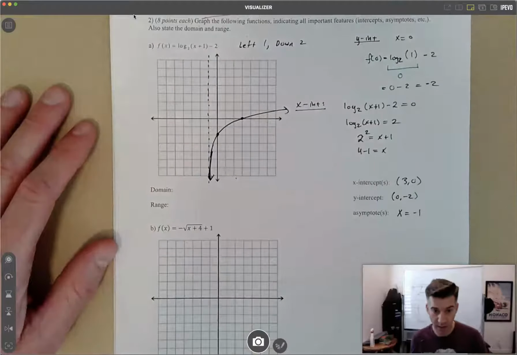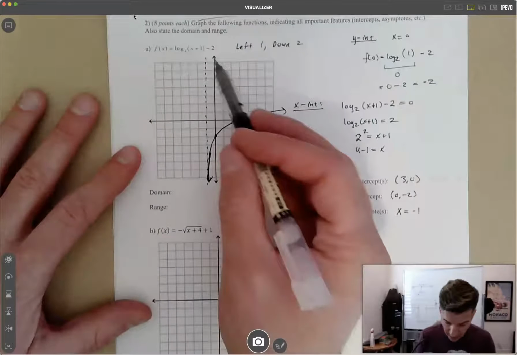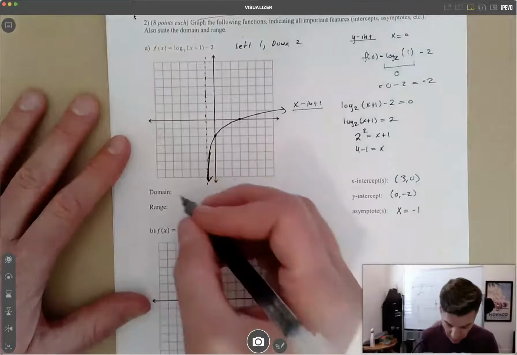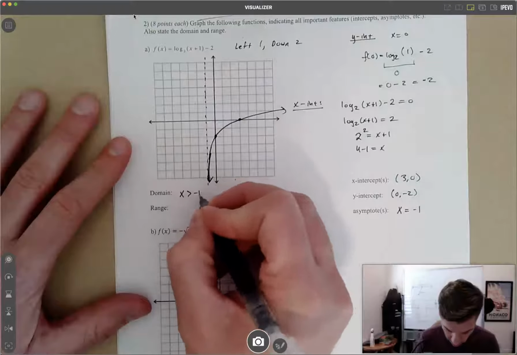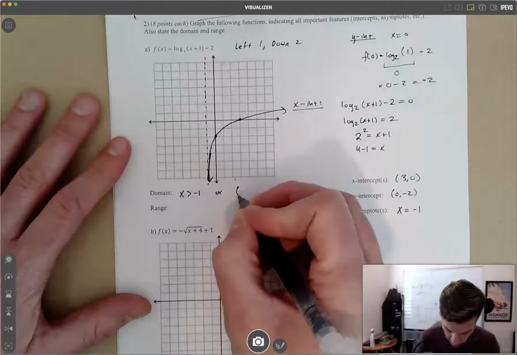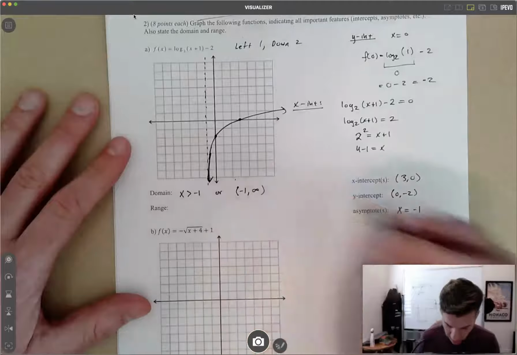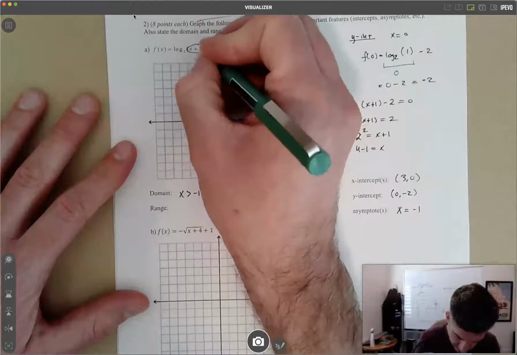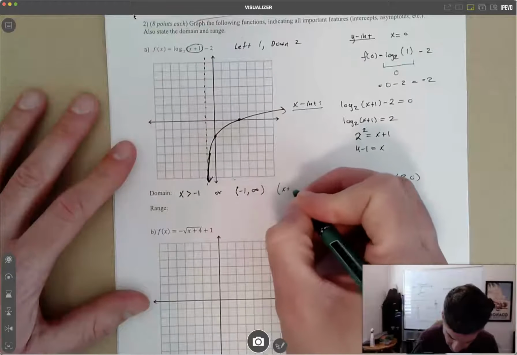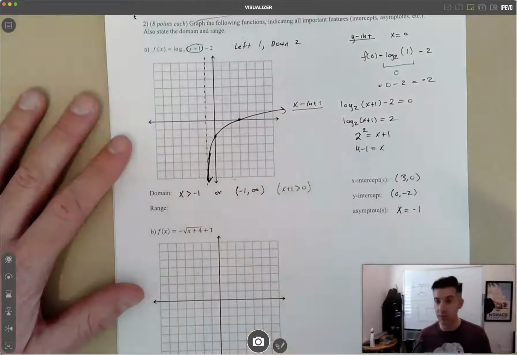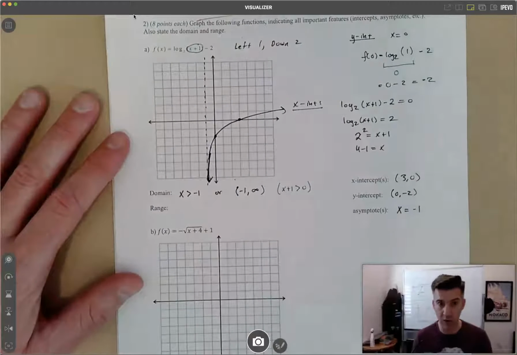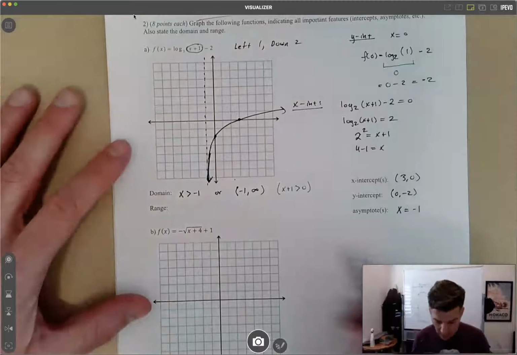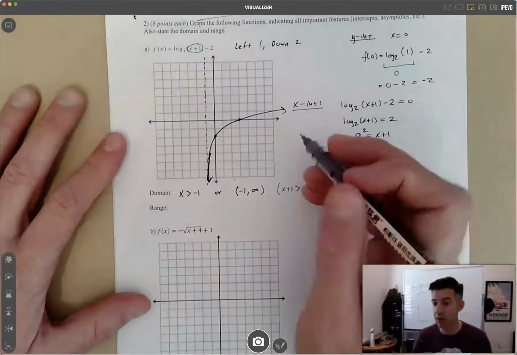The domain of this, we can see that x can't be -1 or smaller. So our domain is that x is greater than -1, or in interval notation, everything from -1 to infinity. You could also have seen this by setting the inside of the logarithm, x plus 1, to be greater than 0. That's our usual domain restriction for a logarithmic function: the inside of the logarithm has to be strictly positive.